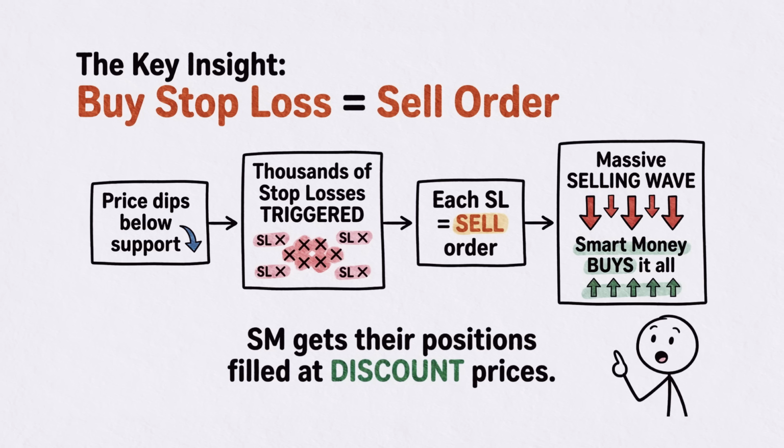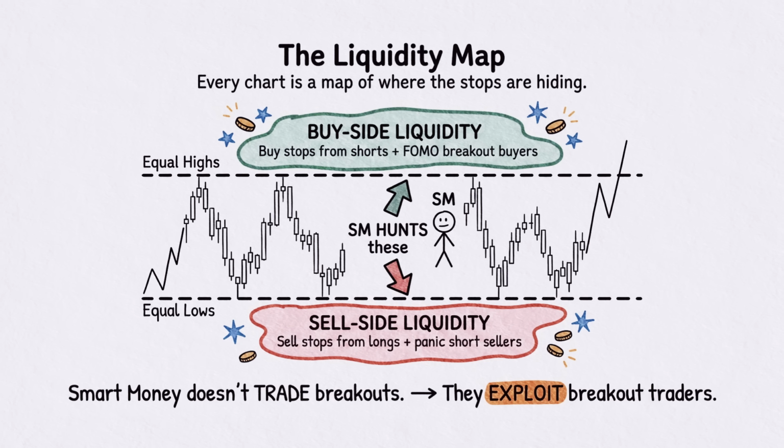And that selling is exactly the liquidity that large players need to fill their buy positions at discount prices. Now look at your chart differently. The market is like a map with pools of liquidity sitting at predictable locations. Above old highs, especially equal highs that have been tested multiple times, there's a pool of buy-side liquidity.